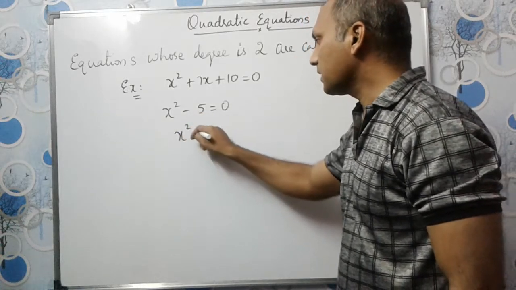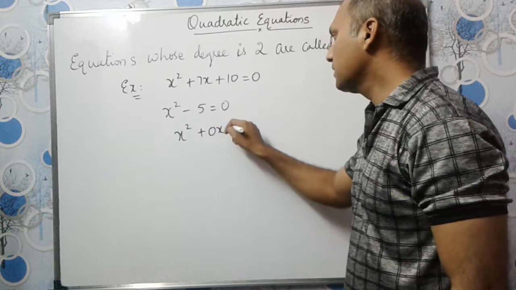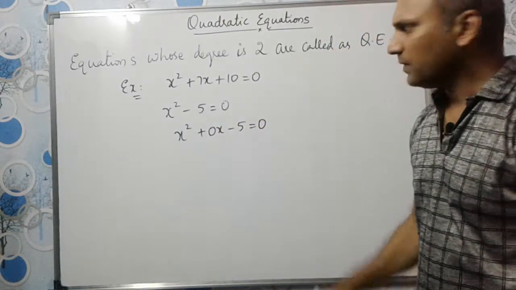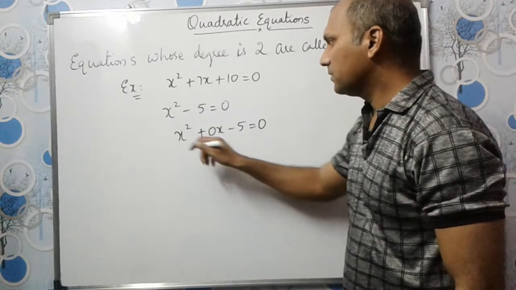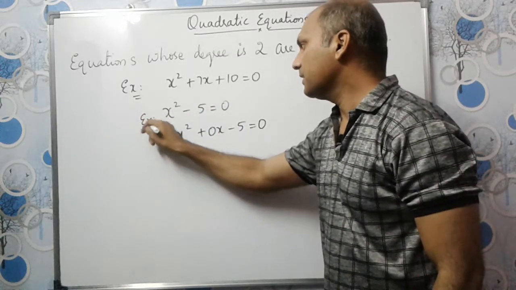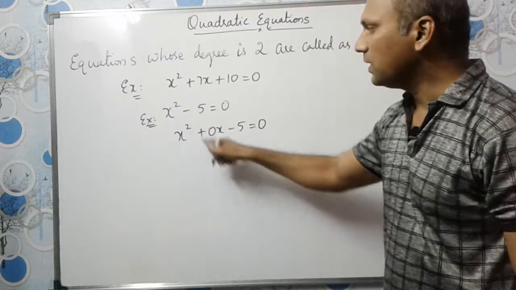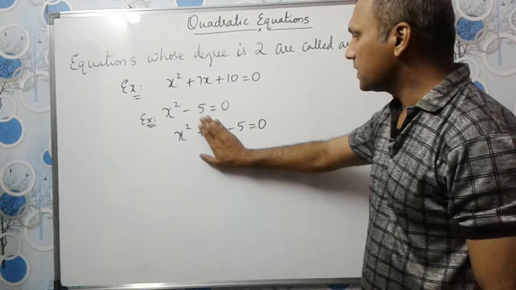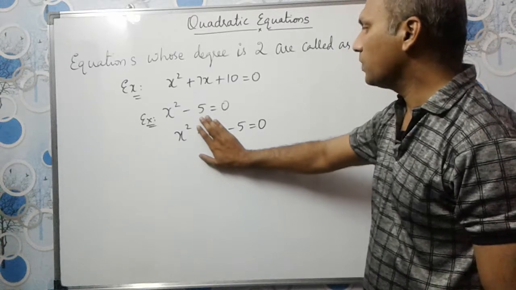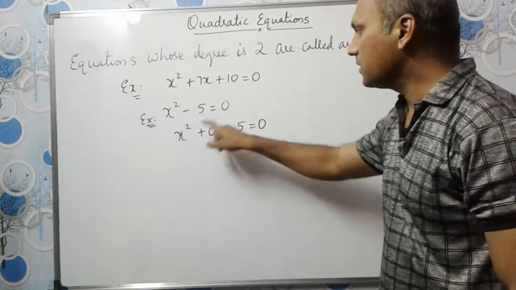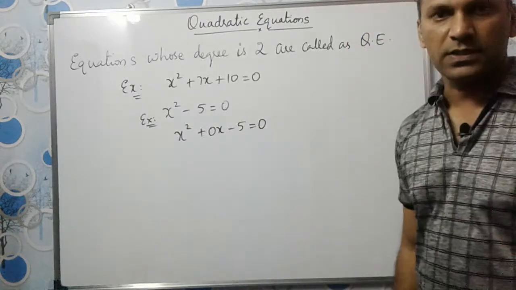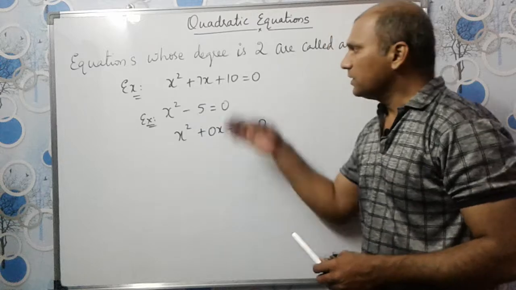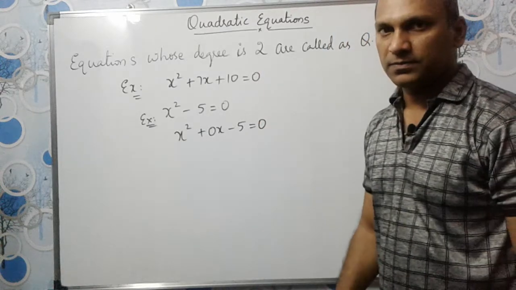Even though we don't have x term in this, we can rewrite this as x square, see, x term is missing, so we can write it as 0x minus 5 is equal to 0. These two lines are exactly same, because 0 into x is 0, right? So this part will become 0. So what do we have now? x square minus 5 is equal to 0. I hope this is clear.